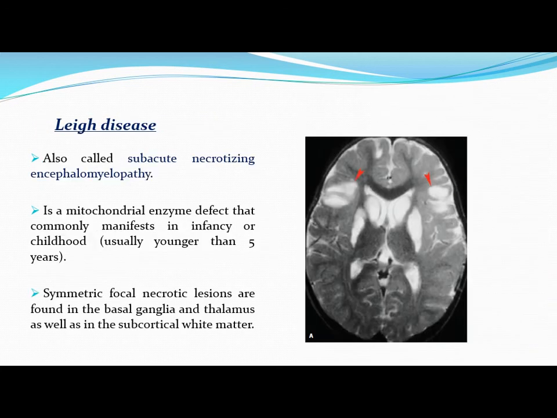Leigh disease, also called subacute necrotizing encephalomyelopathy, is a mitochondrial enzyme defect that commonly manifests in infancy or childhood, usually younger than 5 years. Symmetric focal necrotic lesions are found in the basal ganglia and thalamus, as well as in the subcortical white matter.